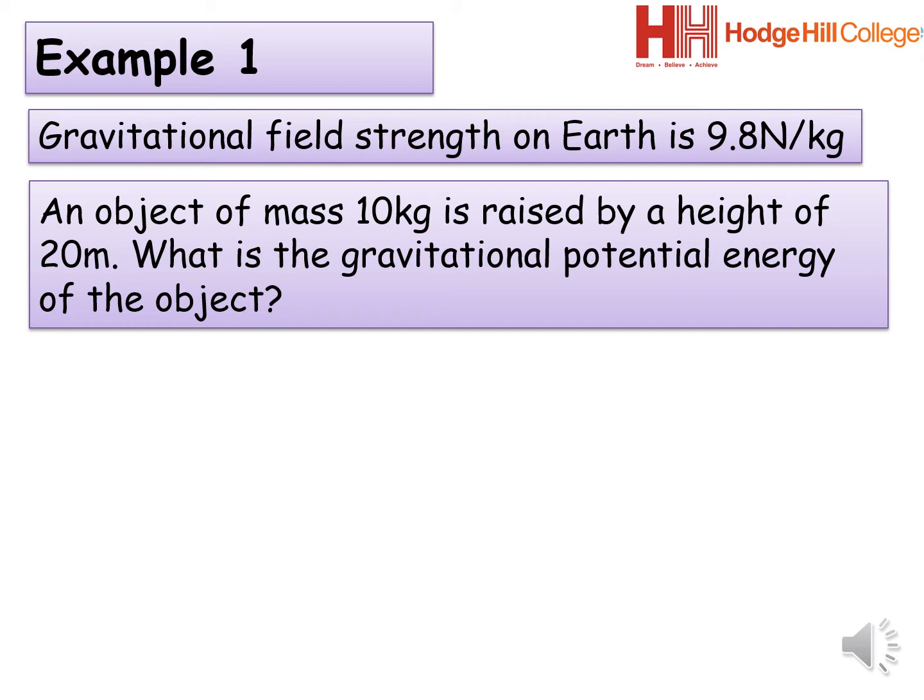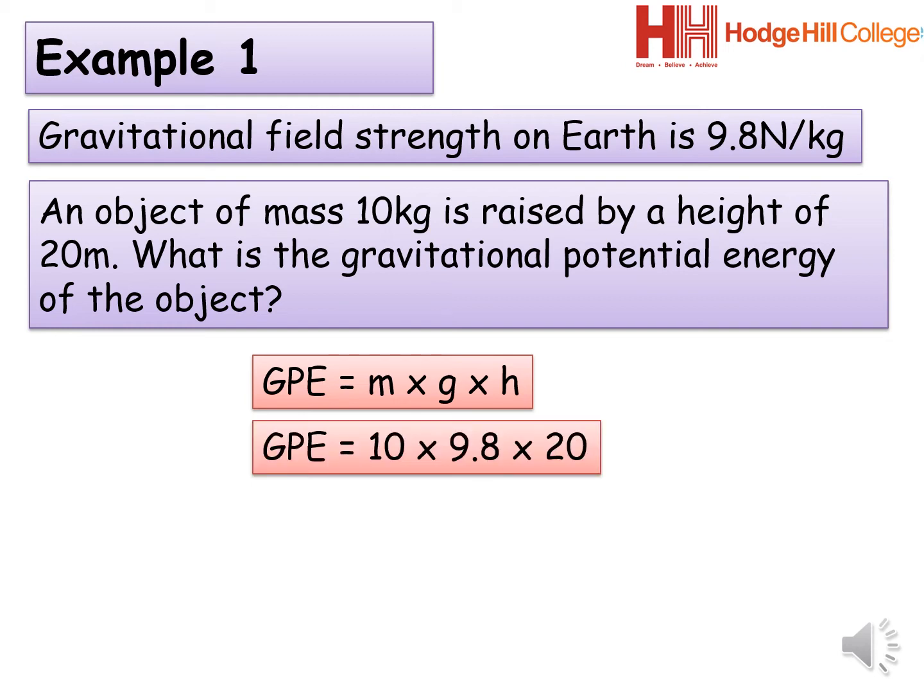So we are asked about gravitational potential energy. We are given mass, we are given the number for gravitational field strength, and we are given height. Therefore, the equation that we will use is GPE equals m times g times h. Then on the line underneath, you put the numbers from the question to replace the symbols. So you put the numbers for mass, gravitational field strength, and height. So 10 times 9.8 times 20. All of those numbers we have been given in the question.